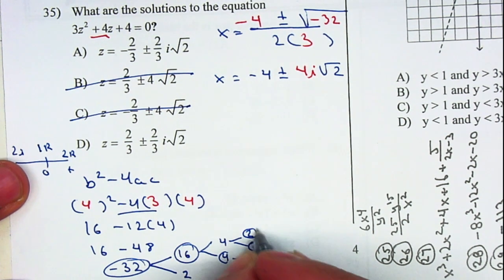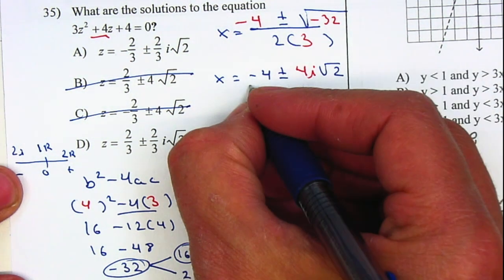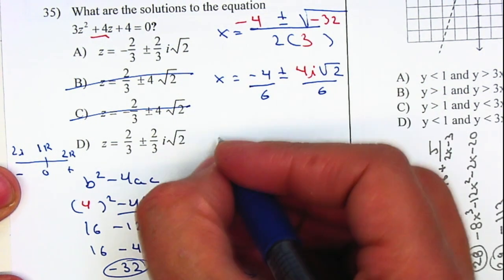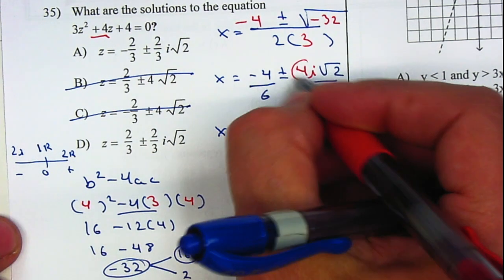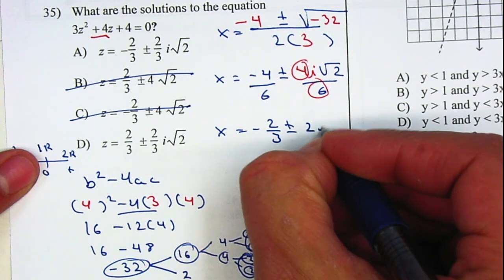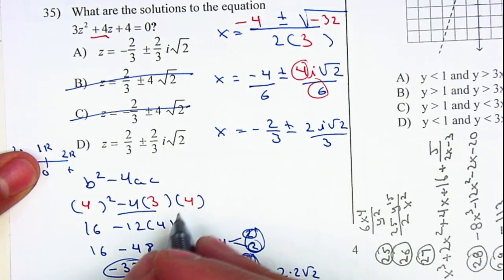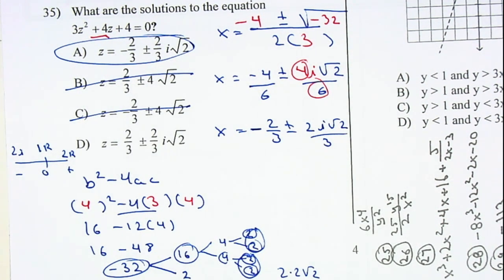1, 2, 3, 4. 1 comes out, another 2 comes out. Inside we have only 2. So it'll be 4 square root of 2. Then we divide by 6, and we're going to separate our division. Divide by 6, divide by 6. We can simplify negative 2 over 3, plus or minus. And when you reduce, you only want to reduce those outside numbers, those coefficients. So it'll be 2i square root of 2 over 3. Divide by 2 gives me 2, divide by 2 gives me 3. Therefore, your answer is letter negative on the front, so letter A.